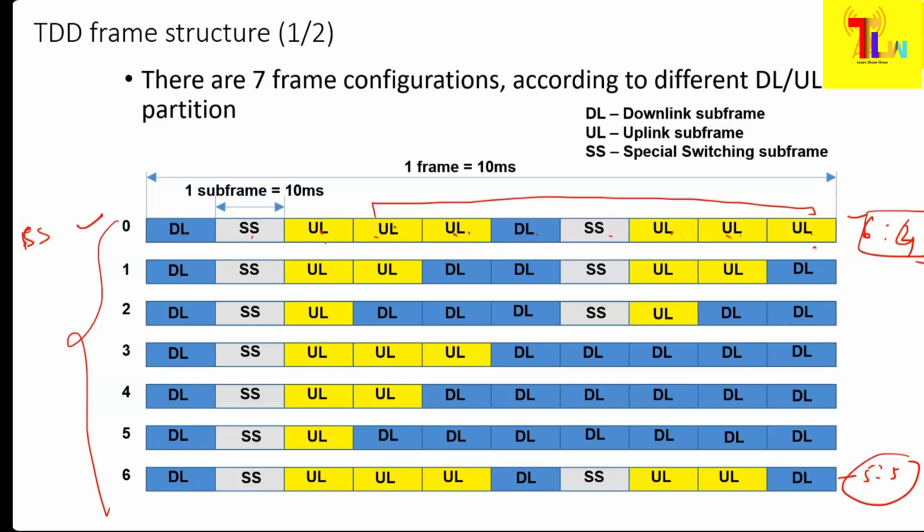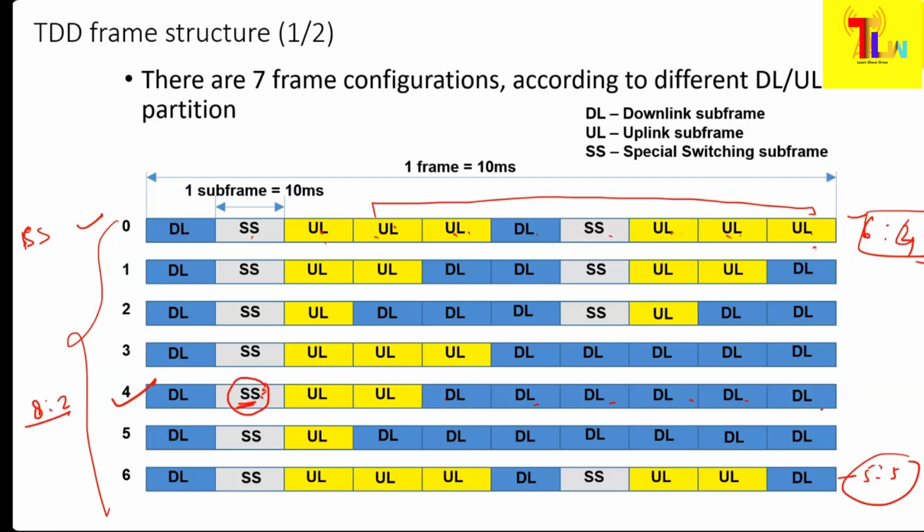But if somebody wants to make their particular cell more downloadable, of course he will choose something like this one, like the 8:2. Why I'm saying this: SS is always considered as 8. This is also further subdivided; we will discuss that separately. So it's like that.